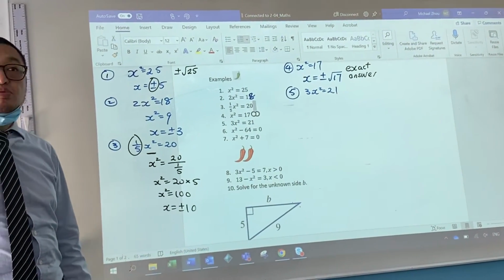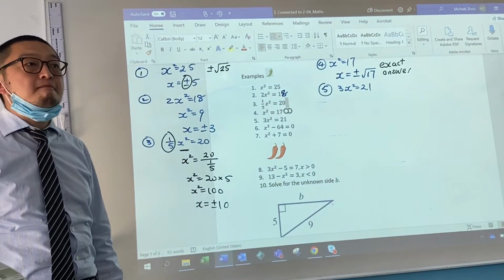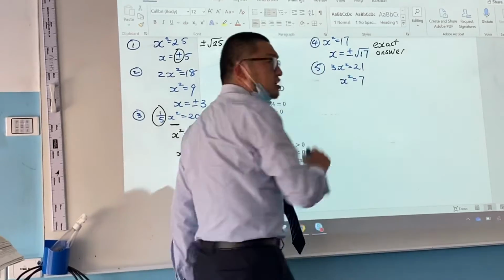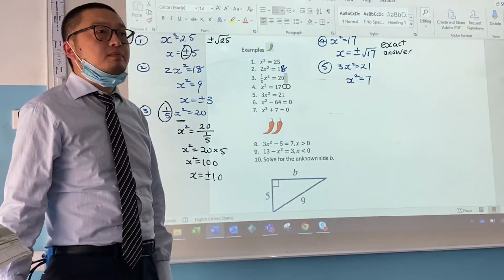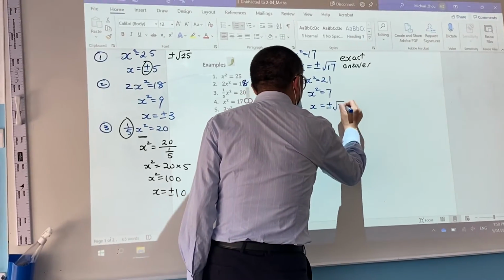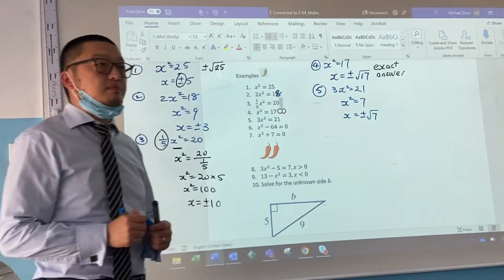I'm going to get rid of this 3. How do I get rid of this 3? Divide 21 by 3. Very good. So x squared equals 7. That's easy. 3 times 7 is 21, right? Then x is plus minus square root of 7.